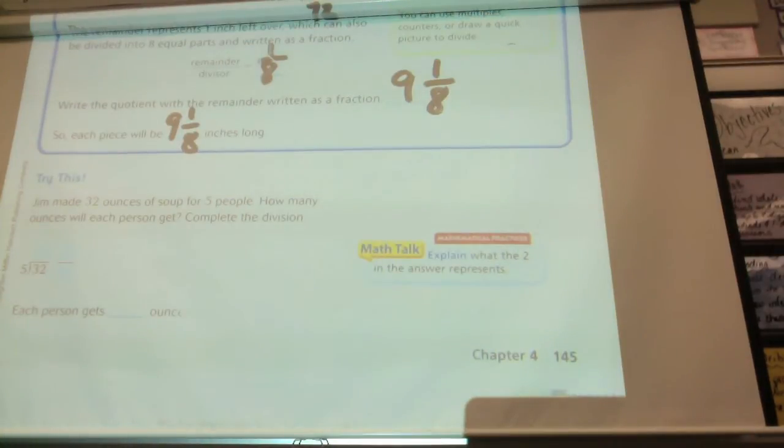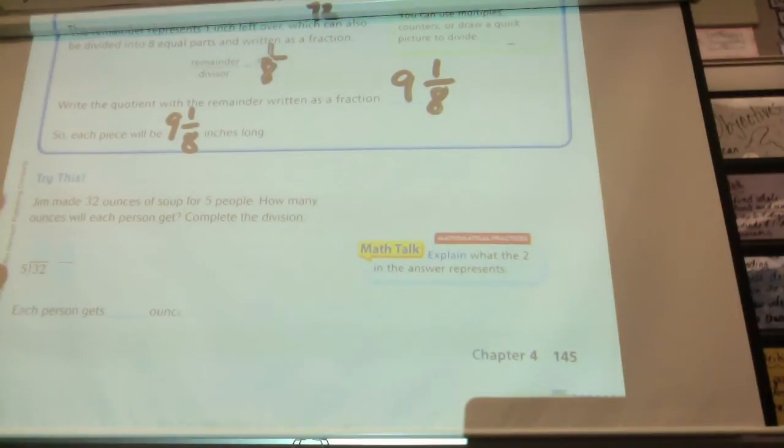Jim made 32 ounces of soup for 5 people. How many ounces will each person get? Okay? So the first thing we're going to do is divide 32 ounces into 5 bowls. Can you guys picture that? We have 32 ounces of soup. Let's pretend we have a little thing that measures ounces. And we're going to measure those 32 ounces into bowls, 5 of them. How many ounces are we going to have each person get? Think for a moment. 32 divided by 5.